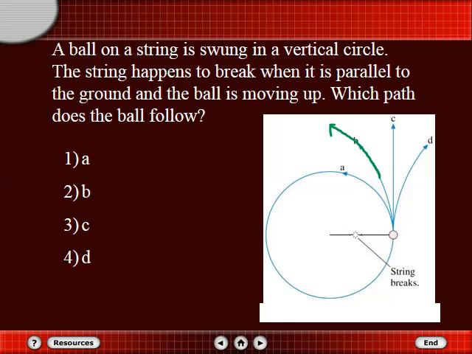Would it move in a straight line, or would it move outwards? Have a think. And the answer would be C, because as soon as that string breaks, there's no force acting, there's no centripetal force. It couldn't move like this or like this because there's no force acting on it, so it cannot change its direction. So it must go like that. It would fly off at that angle.